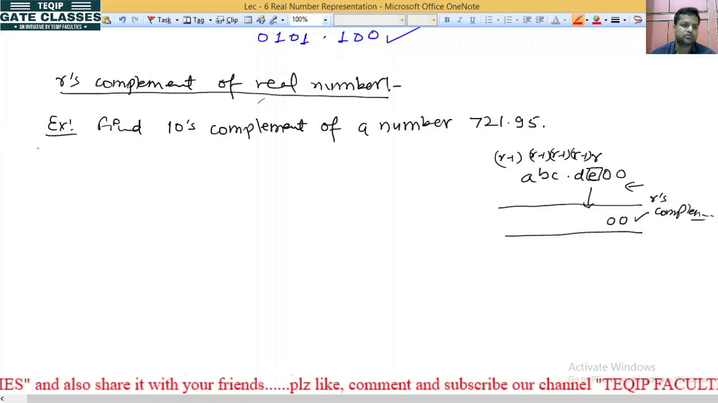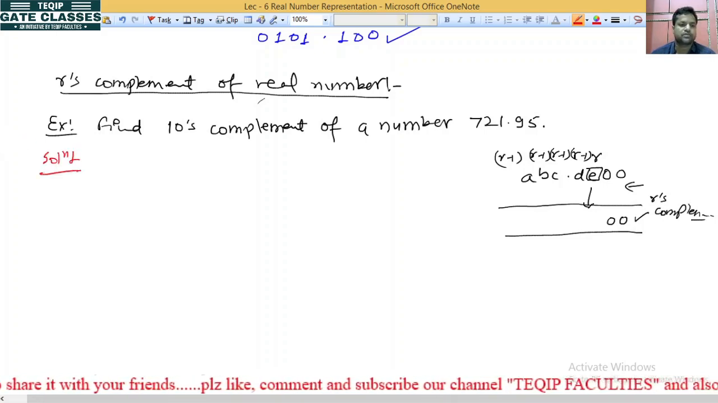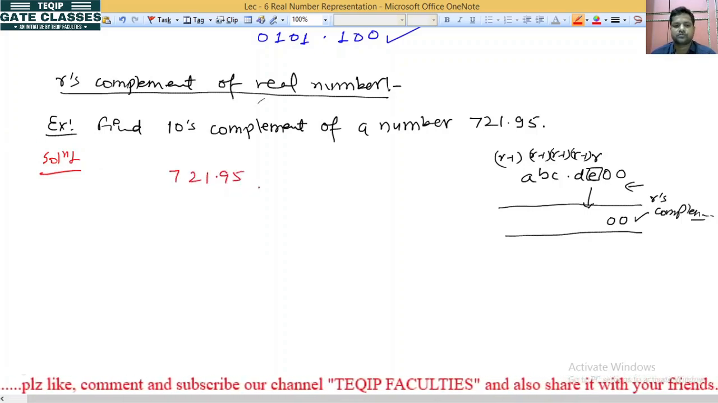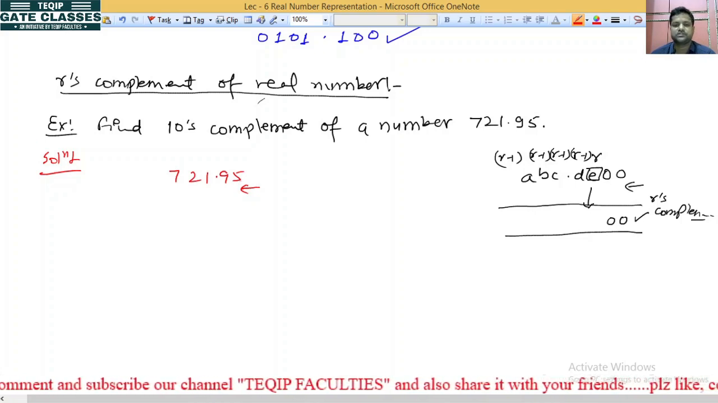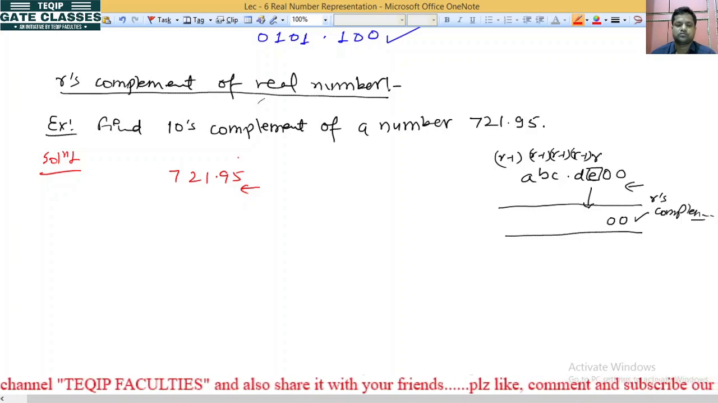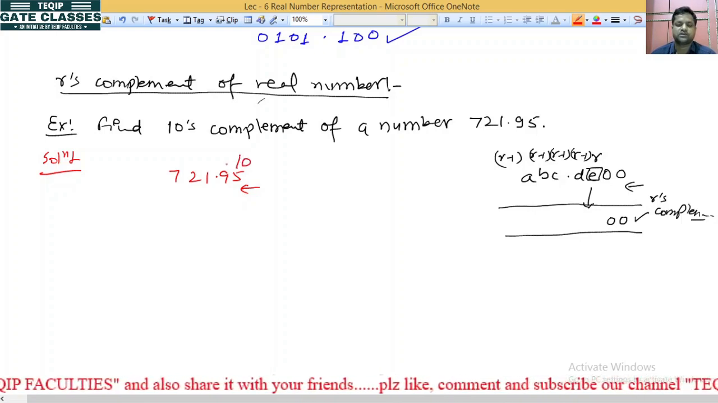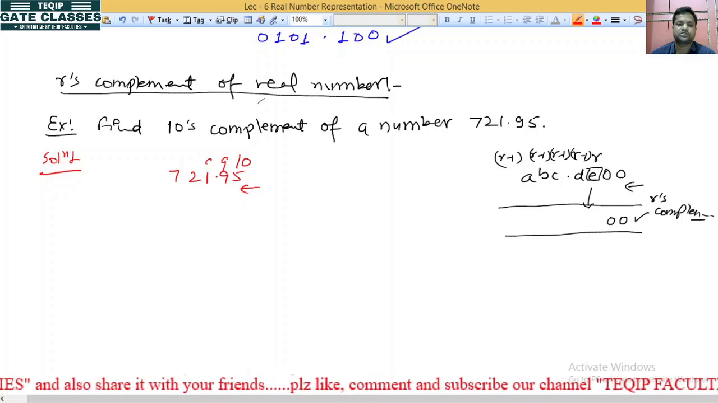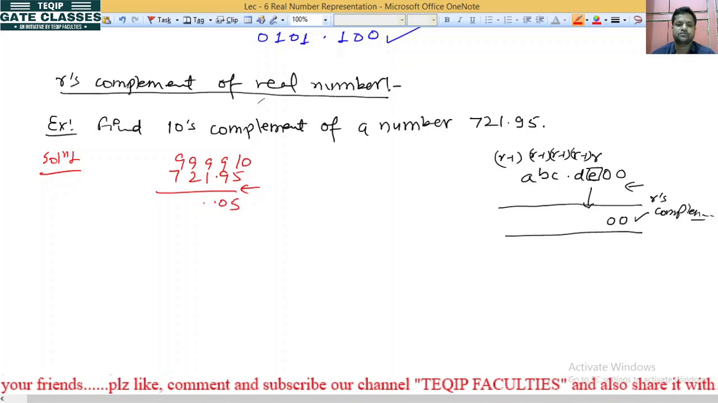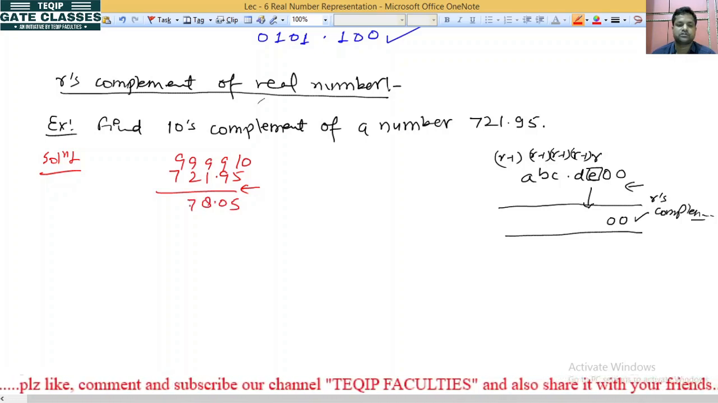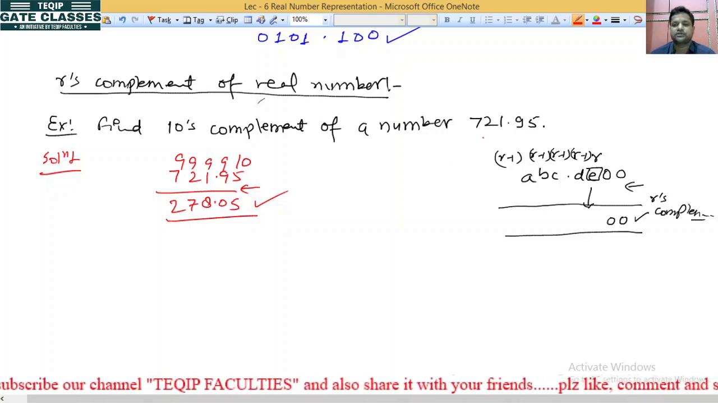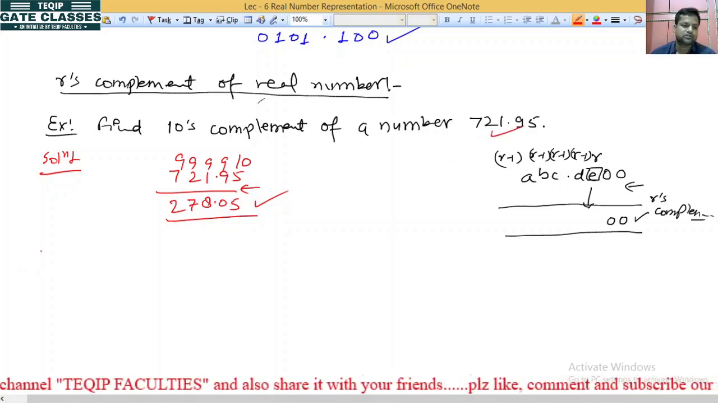So what will be the solution? Solution will be, I have 721.95. From here I am checking for the first non-zero value. This first non-zero value we will subtract from 10 and the remaining will be subtracted from 9. Okay, what will be the result? 278.05. This will be the tens complement of this number.